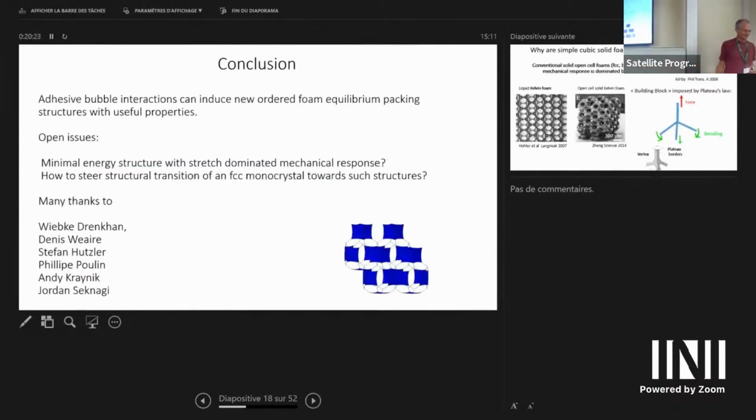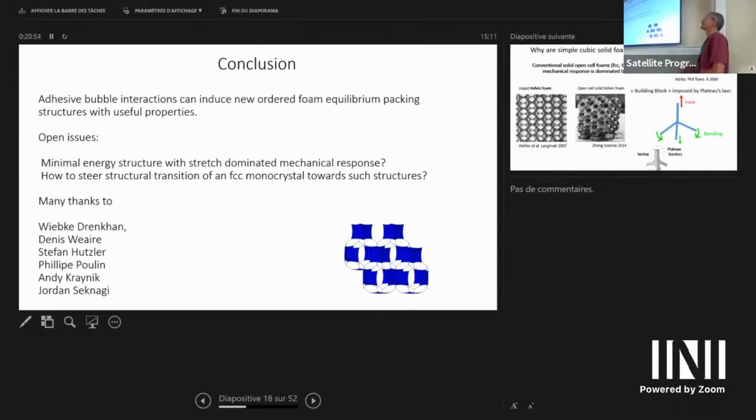I'll just skip to the conclusion, which is that adhesive bubble interactions can indeed induce new order foam structures. And one can easily think of useful properties that could be developed by solidifying that kind of thing. There are many challenges, many open issues, such as can we identify minimal energy structures, stable foam structures, which would have this stretch-dominated mechanical properties in any direction.